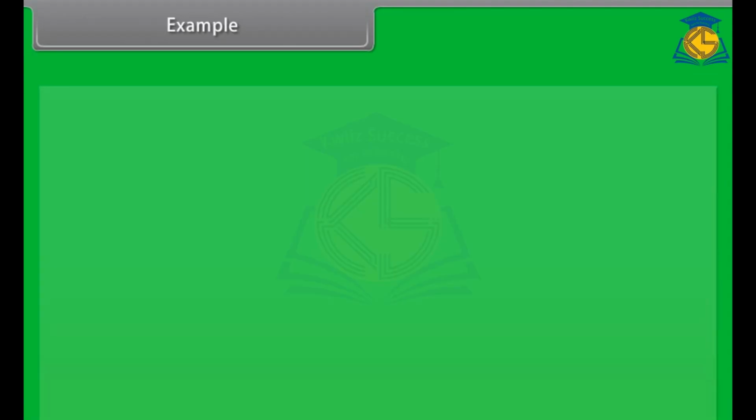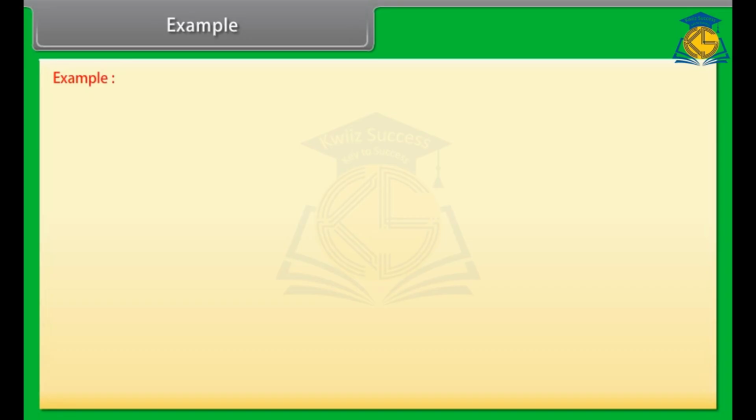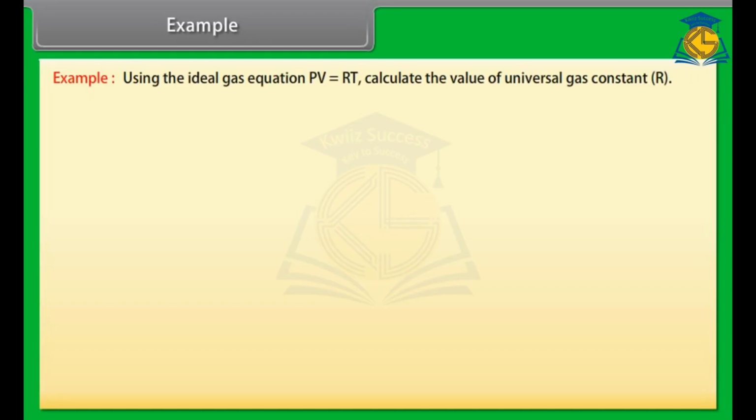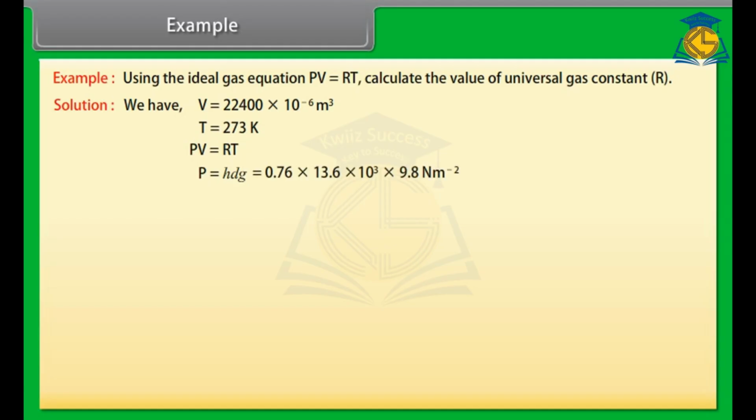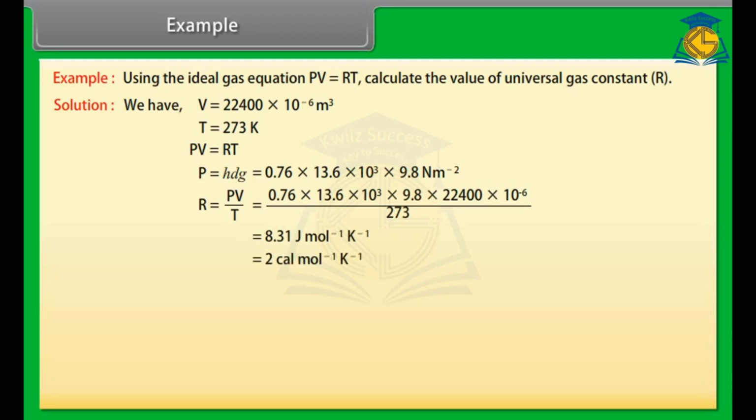Example. Let's take an example of kinetic theory of an ideal gas. Using the ideal gas equation, PV is equal to RT, calculate the value of universal gas constant. Let's see the solution. We have V is equal to 22,400 into 10 to the power minus 6 meter cube, T is equal to 273 Kelvin, PV is equal to RT. Now, we calculate value of R by putting the values. R is equal to PV by T is equal to 2 calorie per mole per Kelvin.